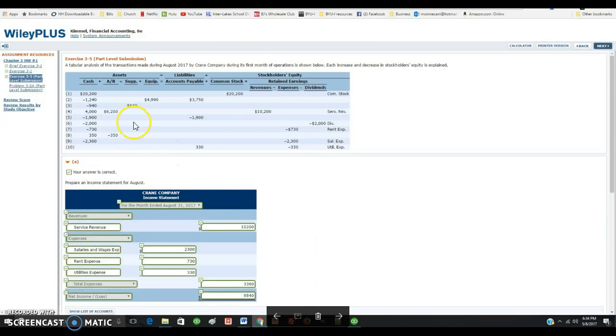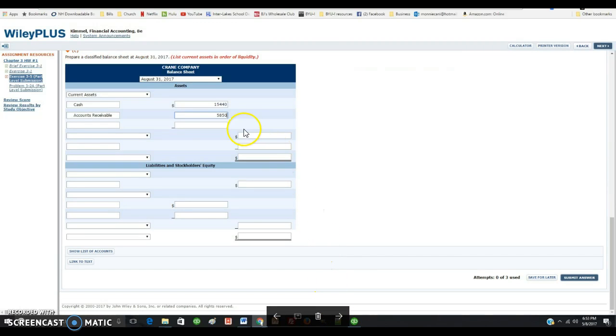The next liquid item is accounts receivable. We go up here to the table and we see we've got 6,200 and minus 350. Must have been a payment. We must have paid something on accounts receivable. So we do the math again. 6,200 minus 350, and our accounts receivable input is 5,850.